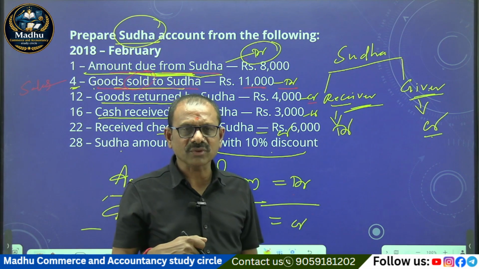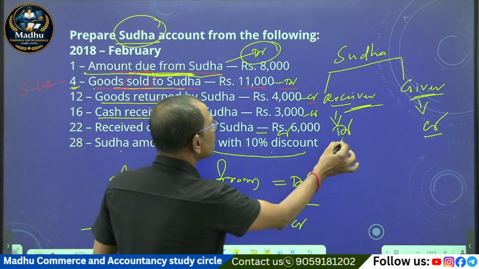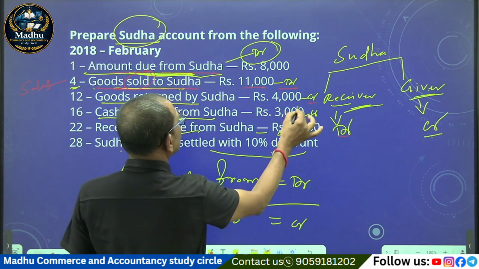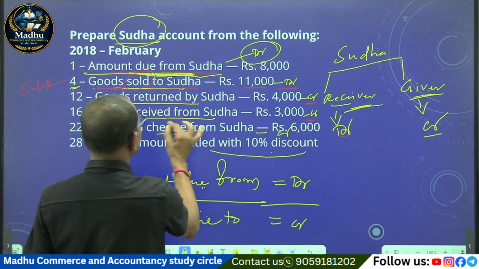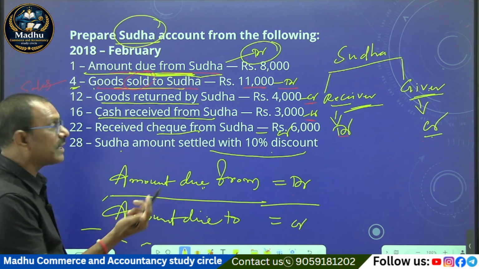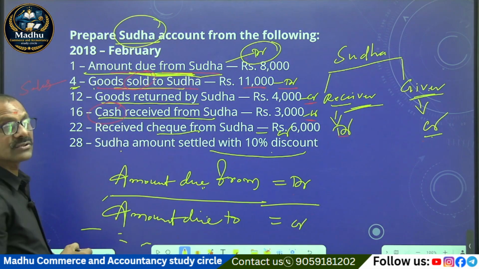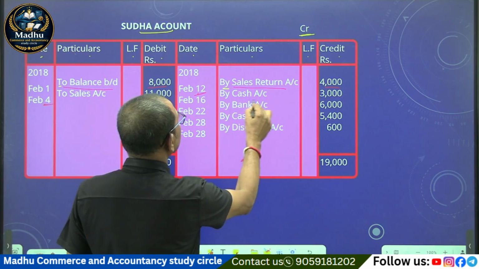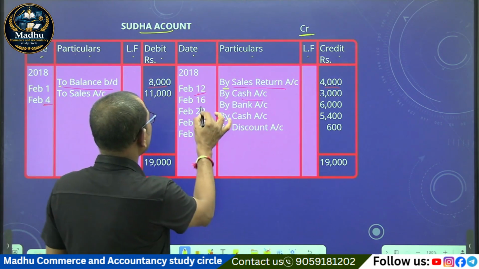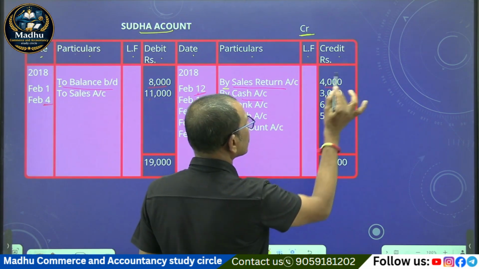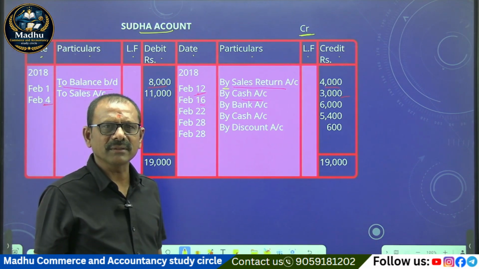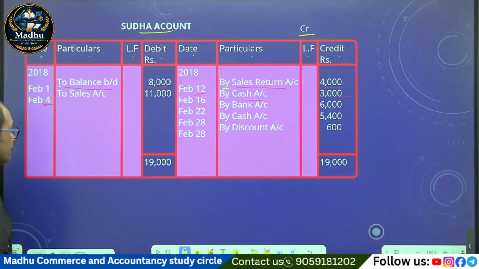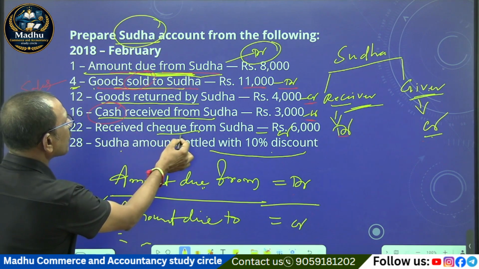Next, cash received from Sudha. We received from Sudha, so Sudha is the giver again. Giver means which side? Credit side. So on the credit side we write: by cash. Cash received from Sudha, so what we received here is cash, and only this cash we have to write. Date is 16. By cash, amount is 3,000 rupees. Simple.